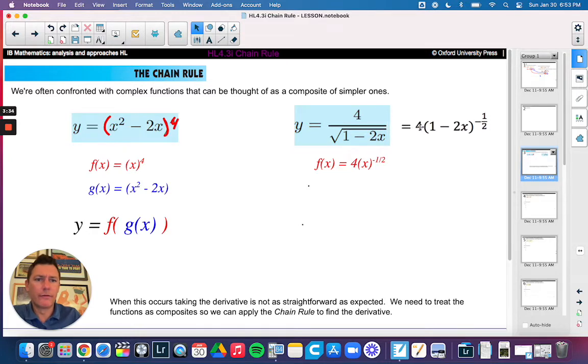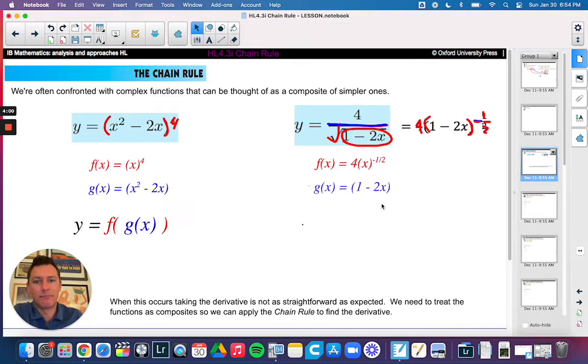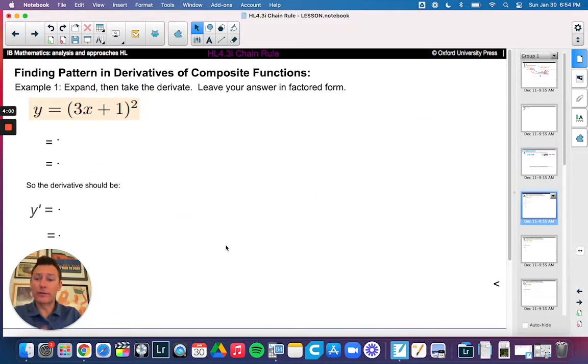There's an equivalent. 4 times all of this stuff. The 1/2 is from the radical, and the negative is from being in the denominator. So here is maybe a more approachable way to look at this function. The outside piece of the function is this 4 times blah, blah, blah to the negative 1/2. And the inside is the blah, blah, blah. And what we have is f of g of x, composite functions, right? It's all blending back together. So that's what we're going to mess with a little bit.